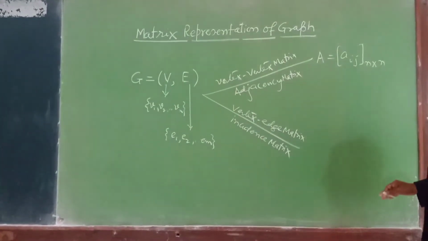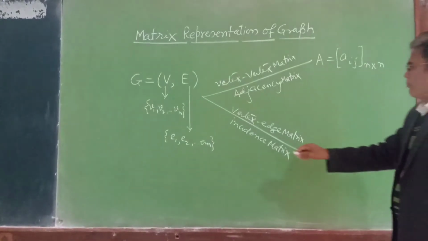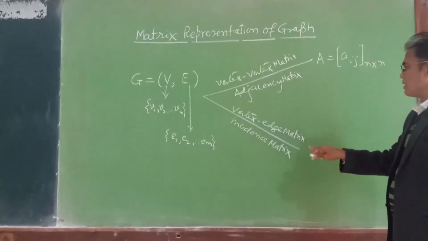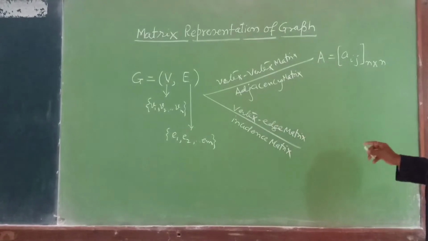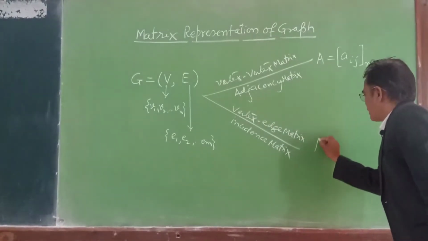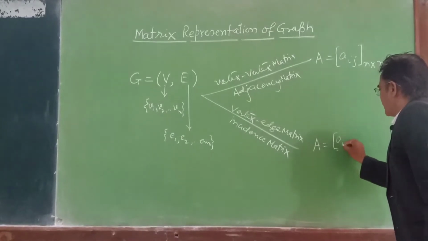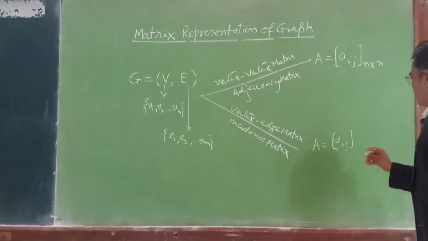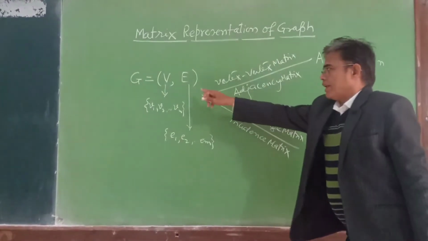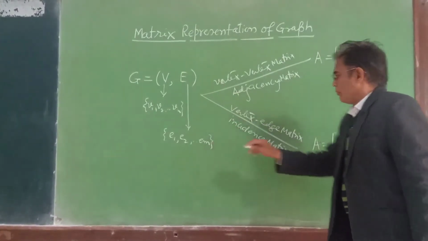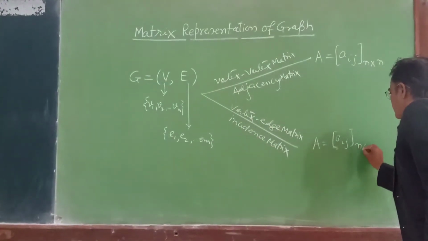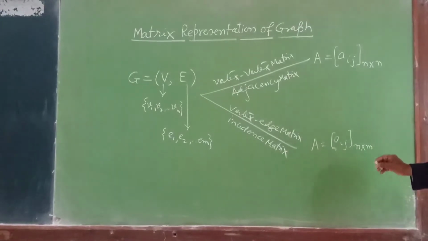And similarly, the other matrix is the incidence matrix, meaning the vertex edge matrix. So this matrix A equals Aij, and the number of vertices is n and the number of edges is m. So this is an n cross m matrix. Okay.